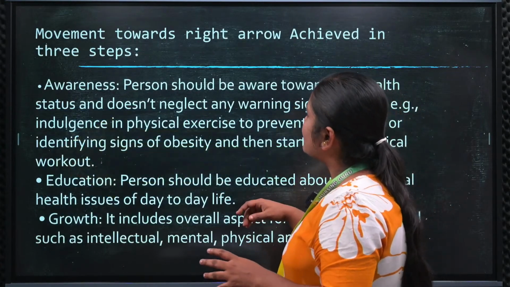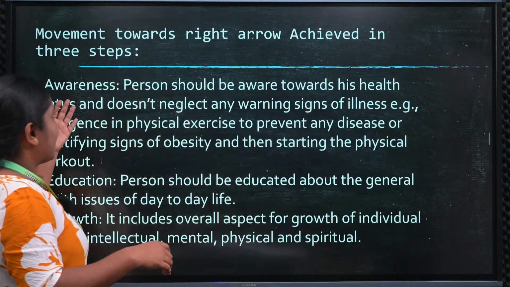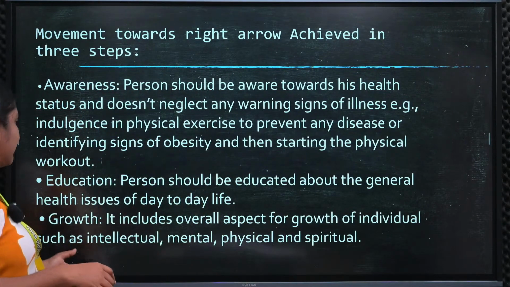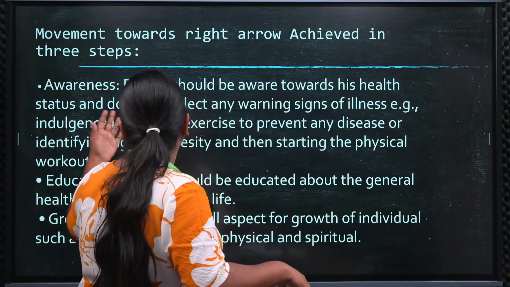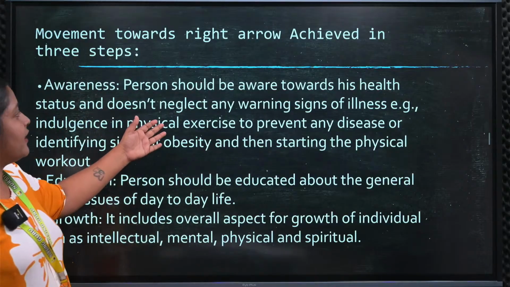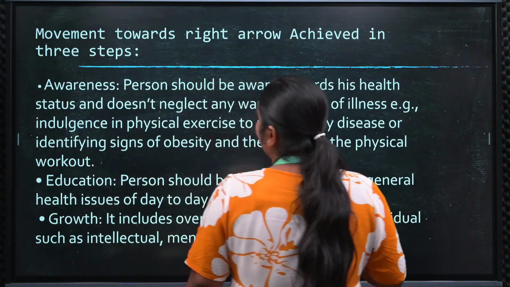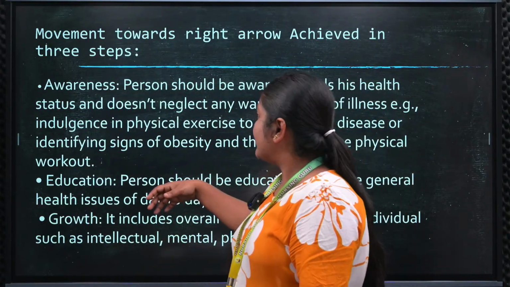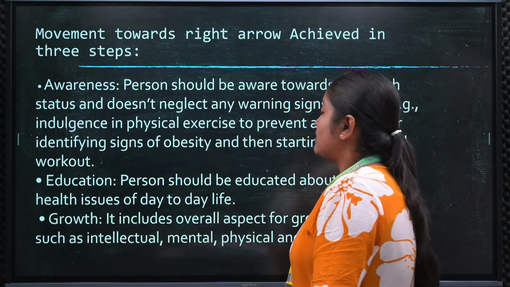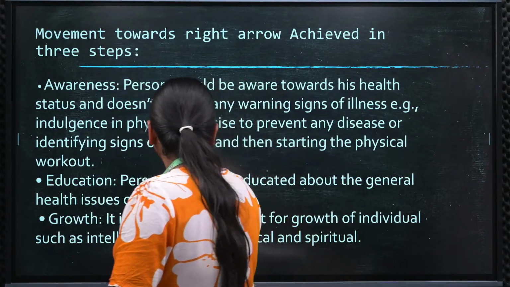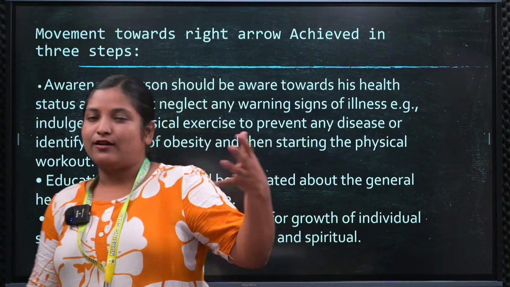The next one is movement towards the right arrow, achieved in 3 steps. That is what I have said: awareness, education and growth. When it comes to awareness, a person should be aware of his health and health status and not neglect any warning signs of illness. For example, indulging in physical exercise to prevent diseases, or identifying the signs of obesity and then starting a physical workout. So that is awareness.